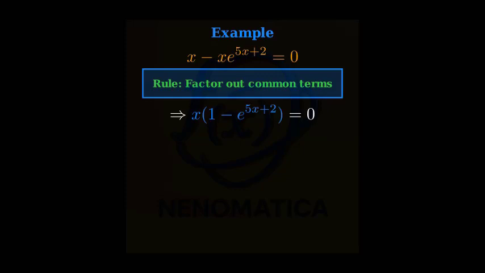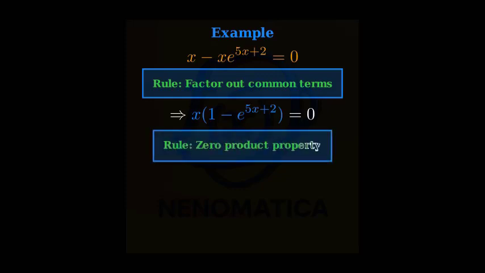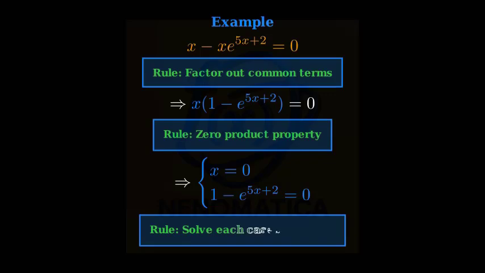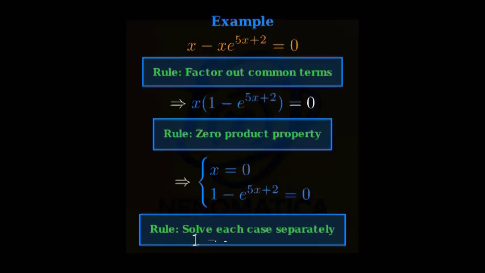Now, we can apply the zero product property. If the product of factors equals 0, then at least one of the factors must be 0. So either x equals 0, or 1 minus e to the power of 5x plus 2 equals 0. Let's focus on the second case, where 1 minus e to the power of 5x plus 2 equals 0. We'll solve this equation to find the corresponding value of x.